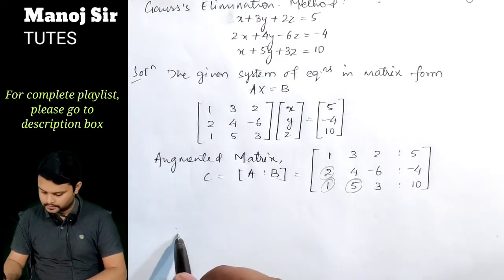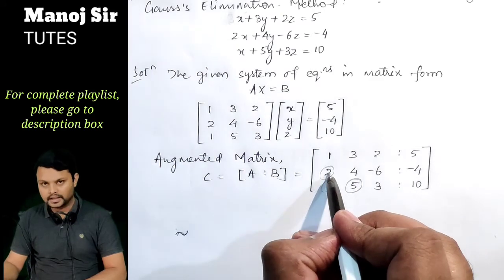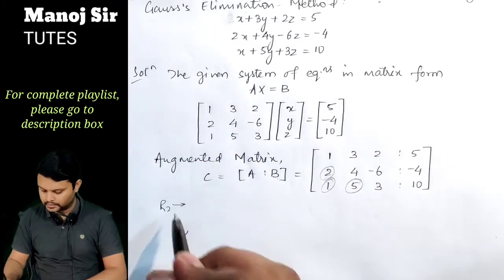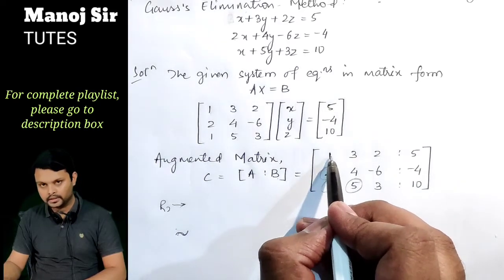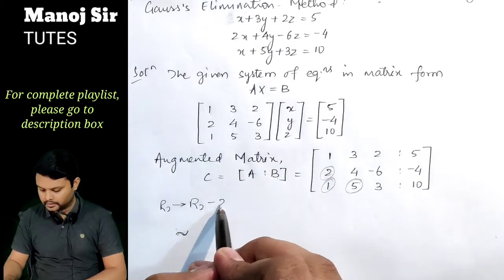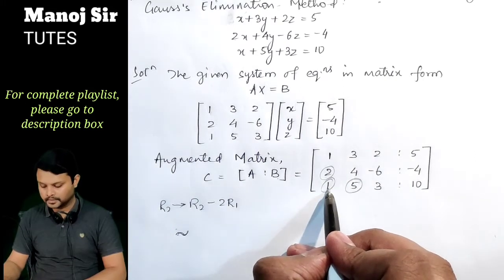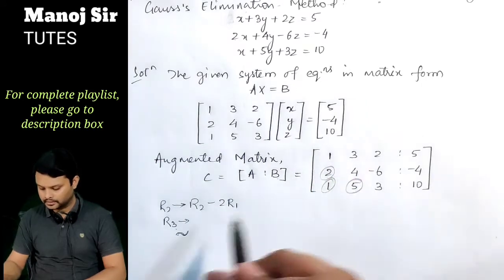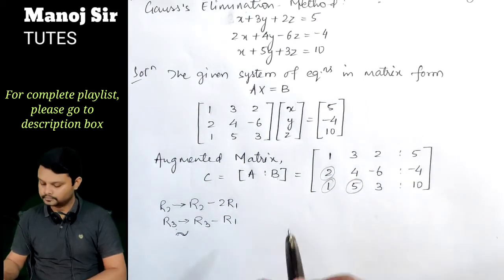So here we want to make this element 0 and this 0. So R2 tends to, how can we make this element 0? Simply multiply 2 here and subtract both. That is R2 minus twice of R1. And if you want to make this element 0, then simply subtract the third row with the first row. That is R3 minus R1.